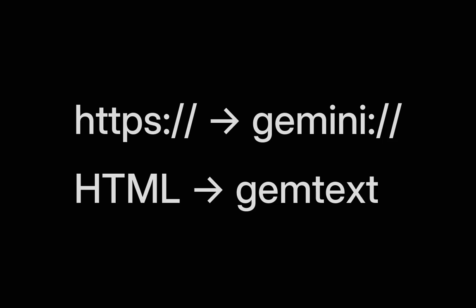So it replaces both HTTP, or rather HTTPS, and also replaces, in a sense, HTML. The default content that is served over Gemini is gemtext, which I'll get to in a second. And the protocol is Gemini. So you replace https:// with gemini://.